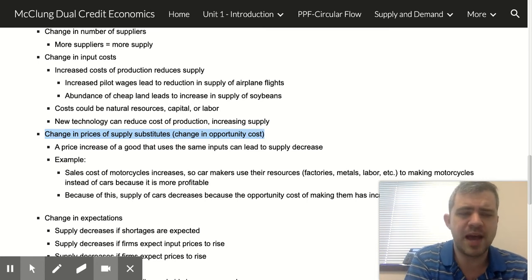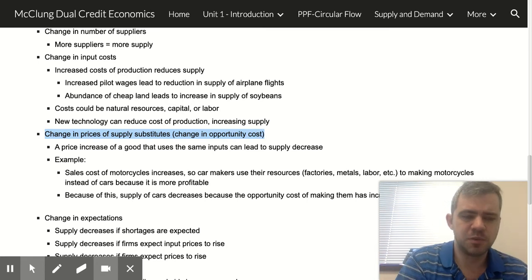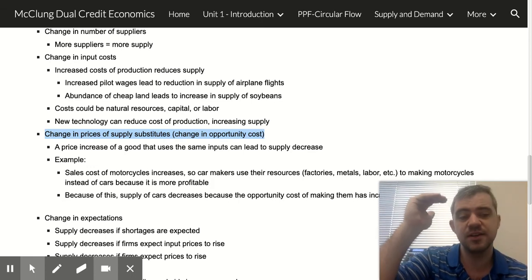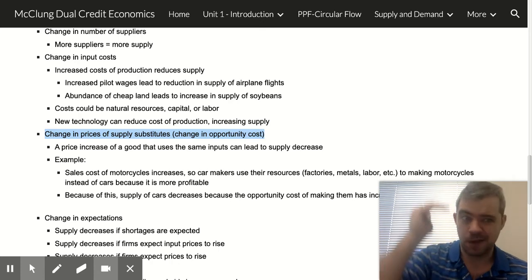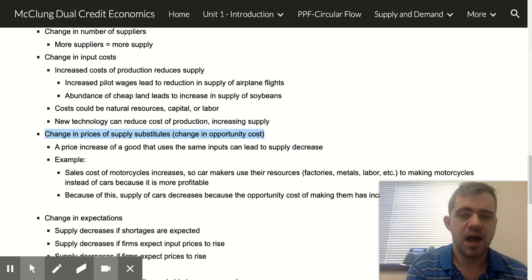Well, what would cause me as a producer to produce this instead of this? Well, that's going to come from the price that I'm able to get. If I'm able to get a higher price for this with the same inputs, then I'm going to make this instead of this because I'm trying to make a profit.